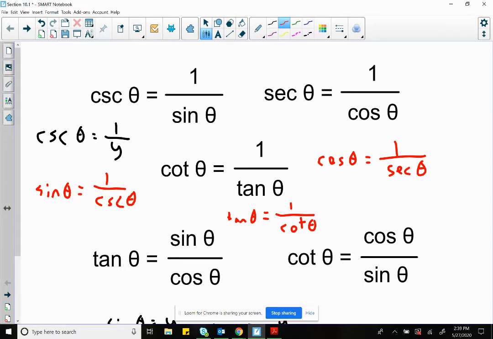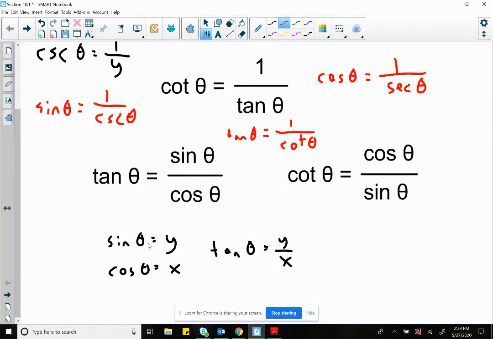And that's really what chapter 10 is all about. We're going to talk about some properties, some identities, and we're going to use those to our advantage and do a lot of substituting in and replacing. Like what you saw right here. We knew that sine and the y value are the same.